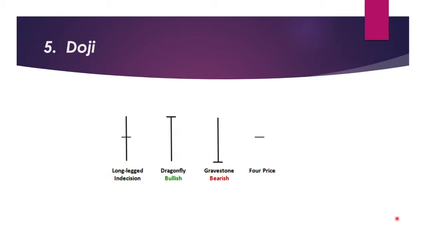Contrary to a dragonfly doji, the gravestone doji has a long upper wick with no or very short lower wick. The opening price is equal or almost equal to the low price, and it indicates all price activity during the entire trading period was on the upper side of the opening price. This pattern often signals a bullish trend reversal.